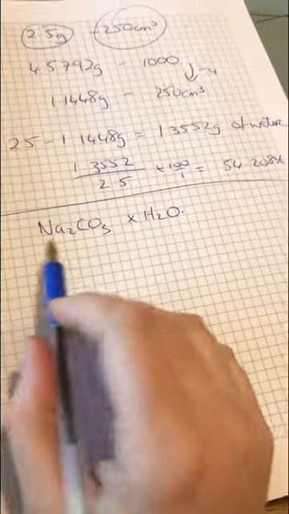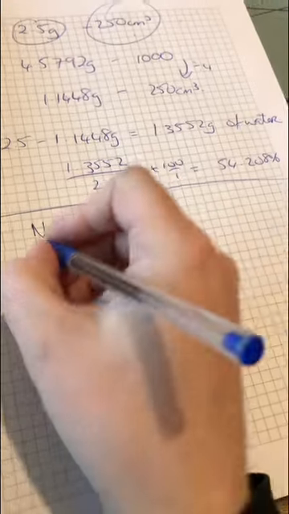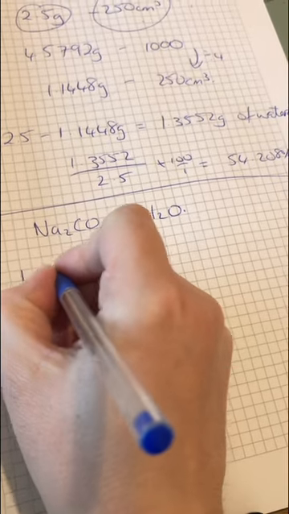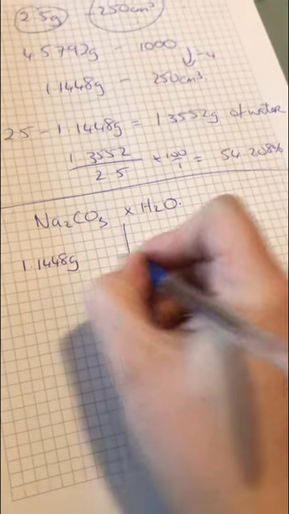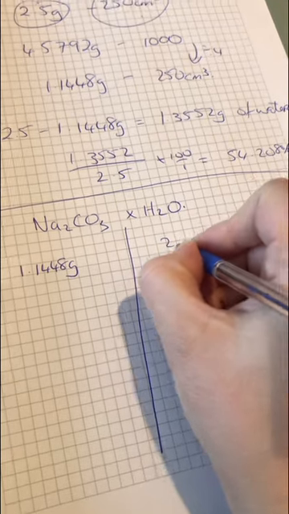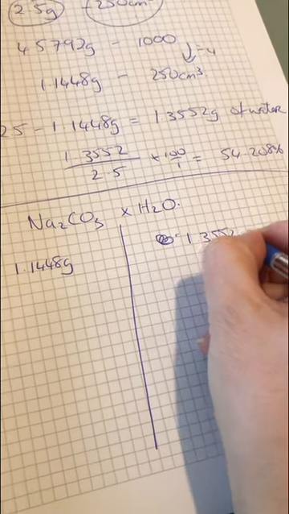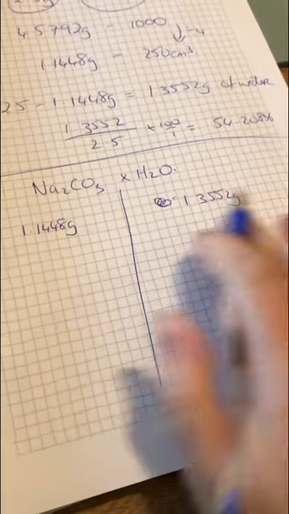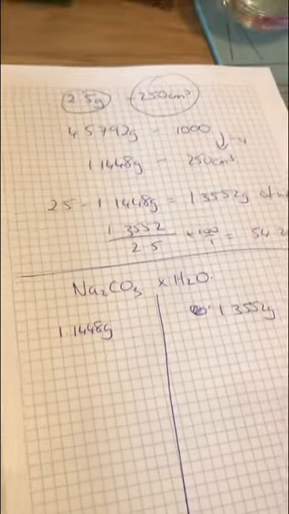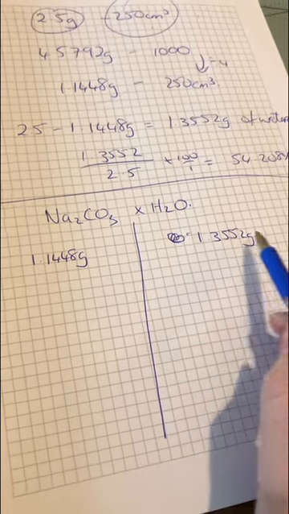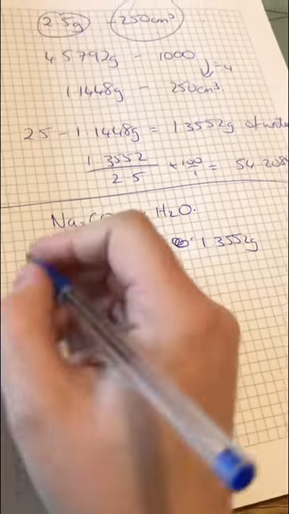Okay, so we're going to take a look at sodium carbonate. For sodium carbonate, I had 1.1448 grams in 250, and for water, I had 1.3552 grams. Okay, and they're both the numbers that we have above here in the 250. So I'm going to change them now from grams into moles.